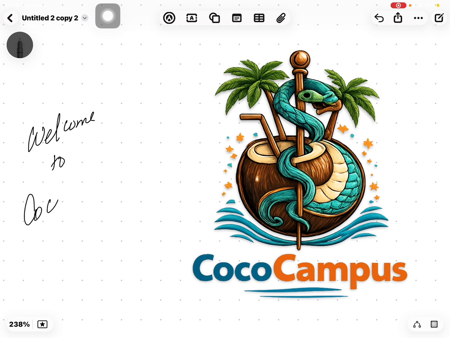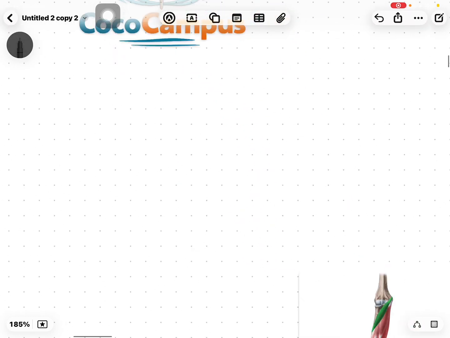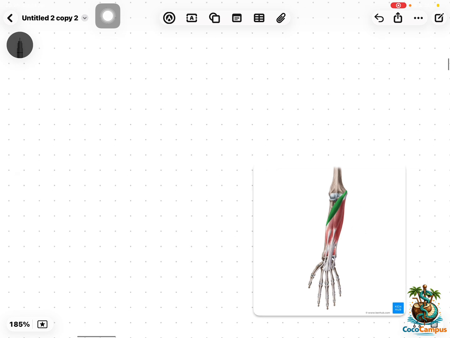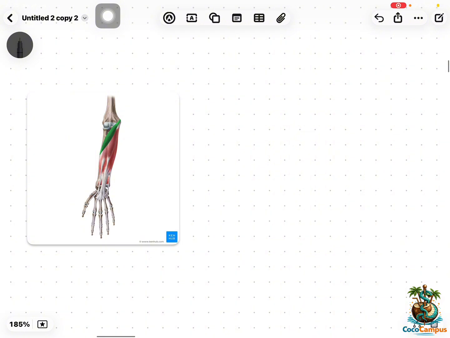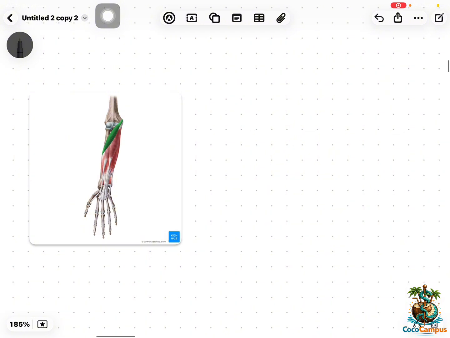Today we are gonna study the anatomy of the forearm and hand musculature. Now, let's take the forearm first. It has two compartments, the anterior compartment and the posterior compartment.